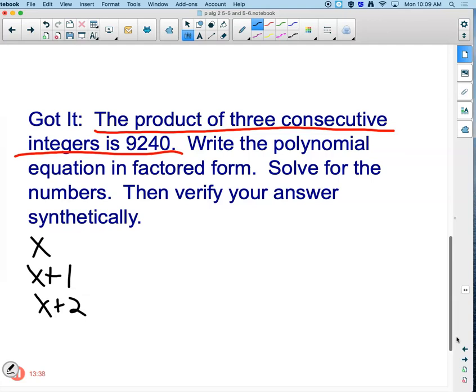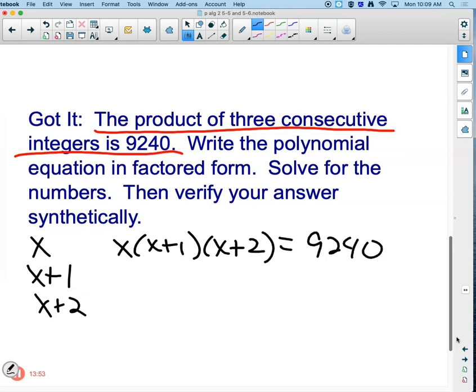Goes back to product. Write it in factored form because product means multiply. Well, at this point, you're probably saying, isn't the left side going to be exactly what we just had for the other one? Uh-huh. But let's show those steps again.